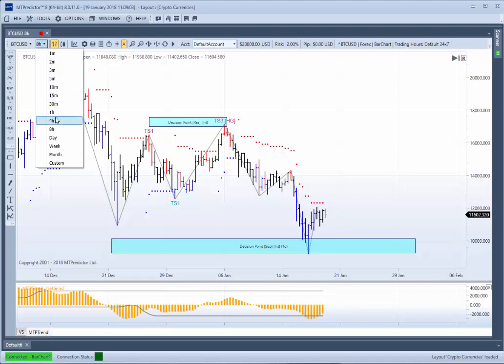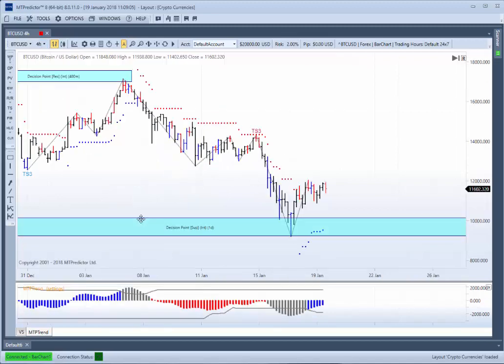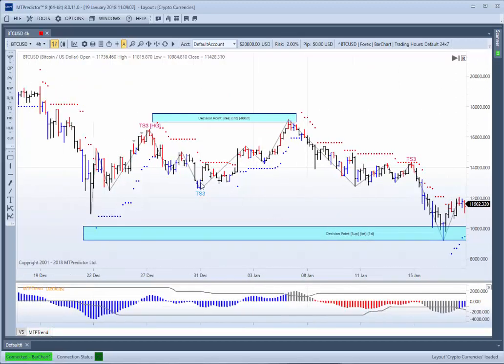If I go down to the slightly shorter time frame, let's go down to a 4-hourly chart. You can see actually on the rally up here into that higher time frame resistance area, we actually had a TS3 buy setup. Our MTP trend was blue, indicating the large degree trend was up.